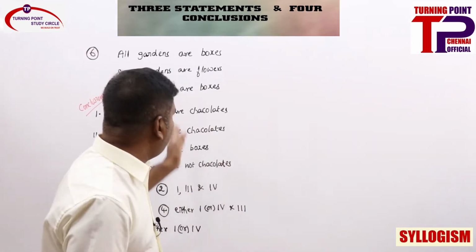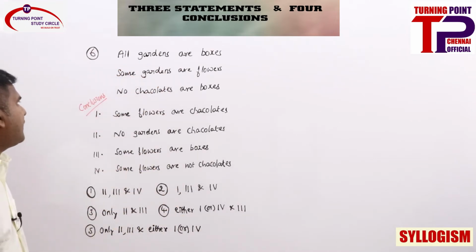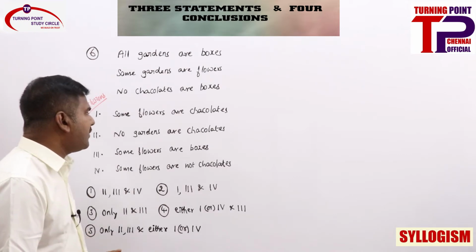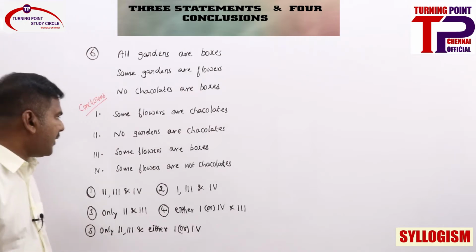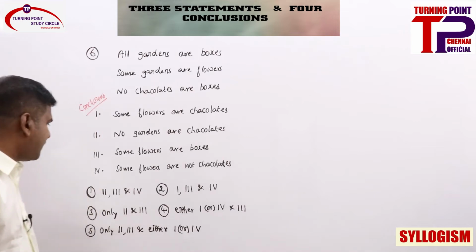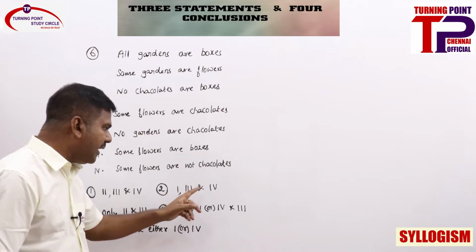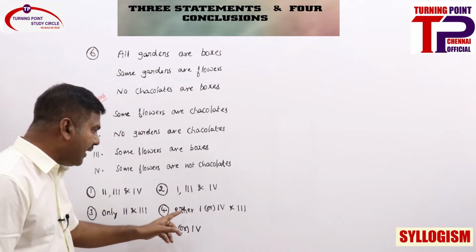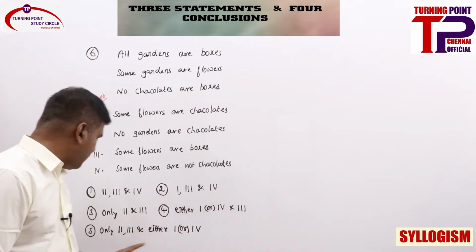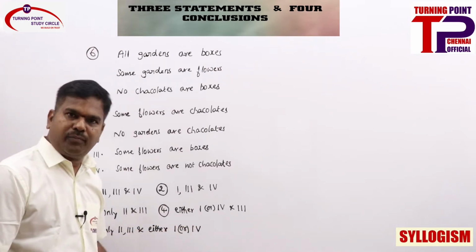Ma'am, sixth one, note it down and try to solve the problem. We will discuss later. All gardens are boxes, some gardens are flowers, no chocolates are boxes. Conclusions: 1, some flowers are chocolates; 2, no gardens are chocolates; 3, some flowers are boxes; 4, some flowers are not chocolates. Answers: give answer as 1 if 2, 3 and 4 follow; 2, 1, 3 and 4 follow; 3, only 2 and 3 follow; fourth, either 1 or 4 and 3 follow; fifth, only 2 and 3 and either 1 or 4 follow. Clear?